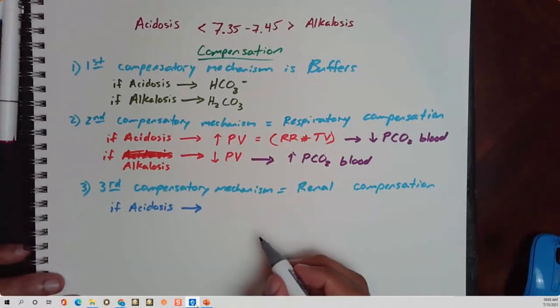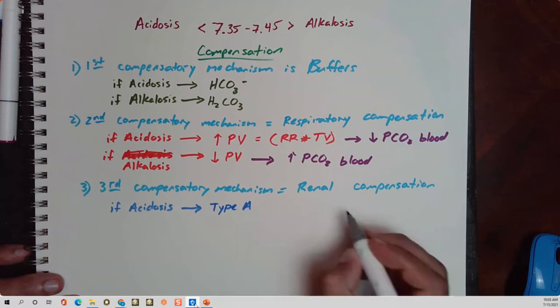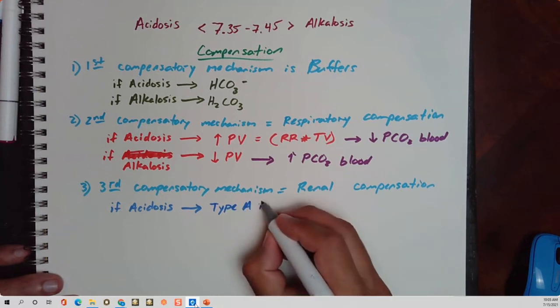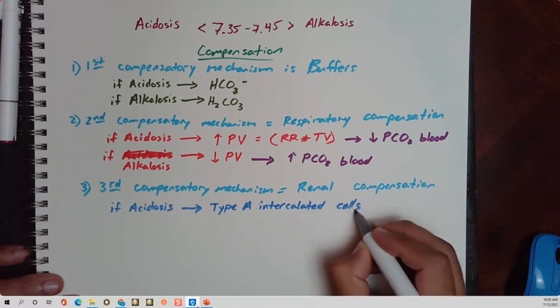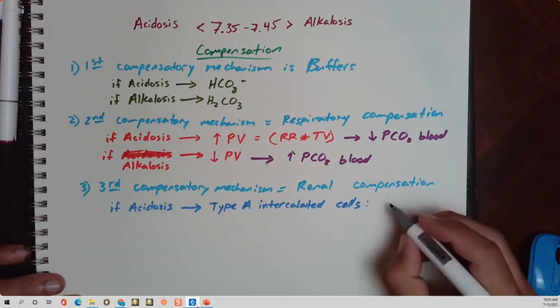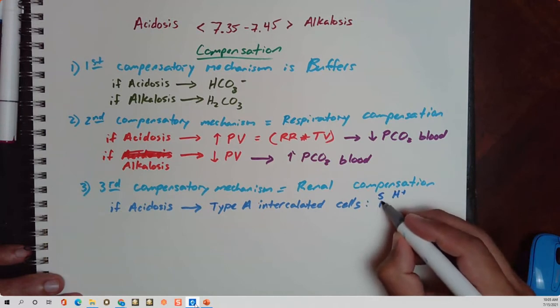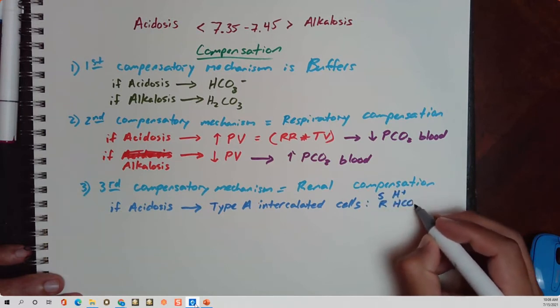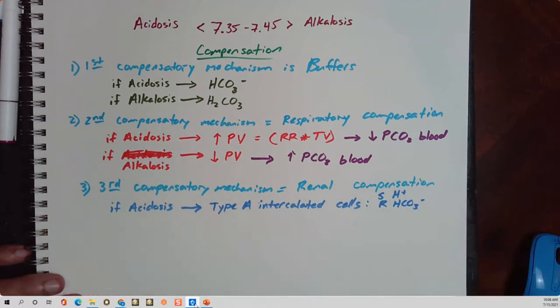Does that make sense to everybody? So which type of intercalated cells are we talking about here? So now we're talking about type A intercalated cells. And these are always going to do what? They're always going to secrete hydrogens, reabsorb bicarbs. They're also going to be reabsorbing potassium, but that's part of another idea. We're not going to be dealing with potassium for our compensatory mechanisms.